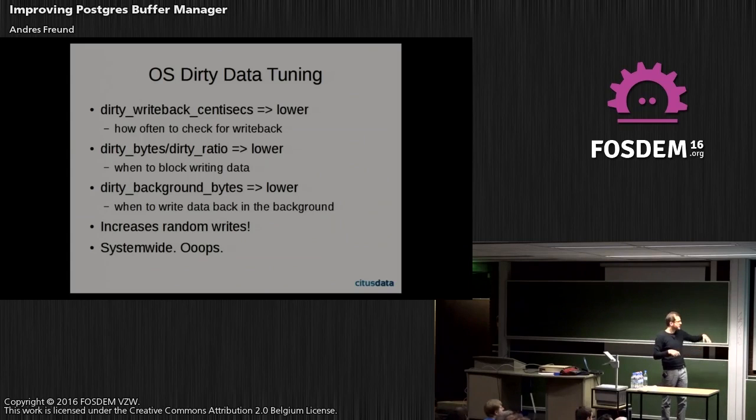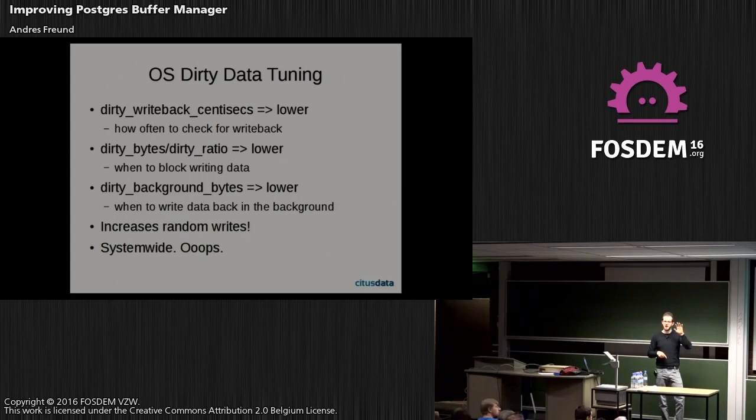You can also set dirty background bytes, or dirty background ratio. I always would suggest tuning the ratio, not the number of bytes, because sometimes you might decide to add another 500 gigabytes or something like that of memory, and suddenly your kernel decides to cache much more dirty data, which then causes much bigger slowdowns. I've seen that a number of times.